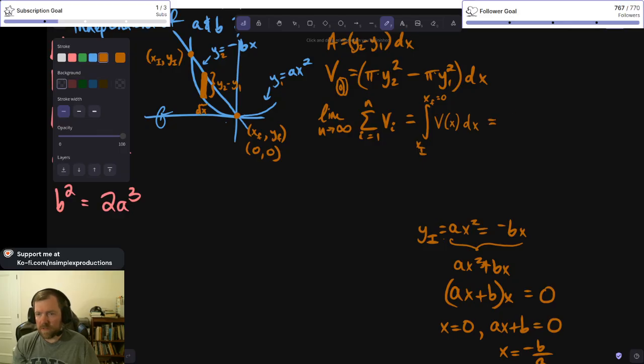This means we're going to go from negative b over a to 0. We have our V function, which is pi on the outside, just for simplicity's sake. Y2 is negative bx, parentheses squared, minus y1 squared. Yeah, no, that's fine. Ax squared, squared, dx.